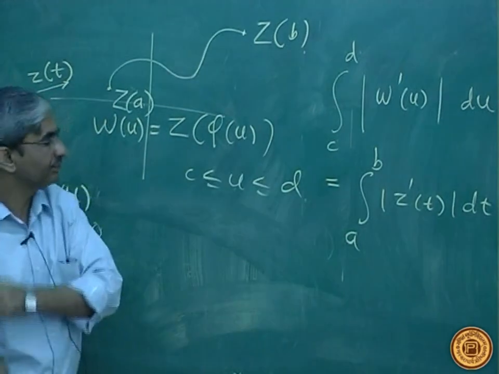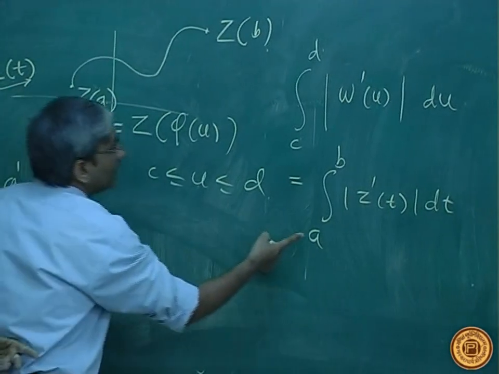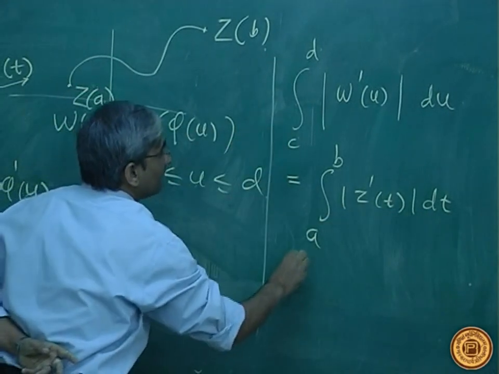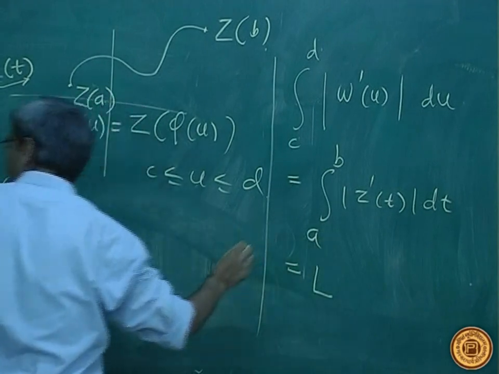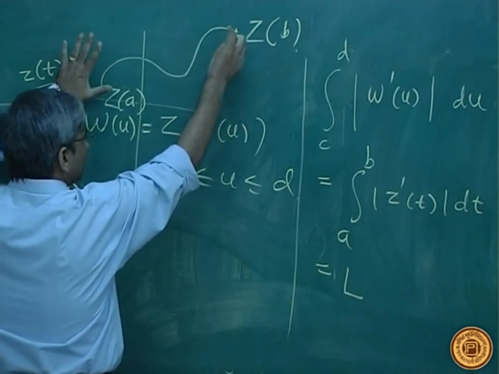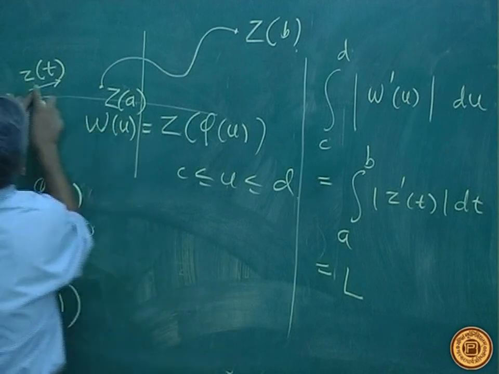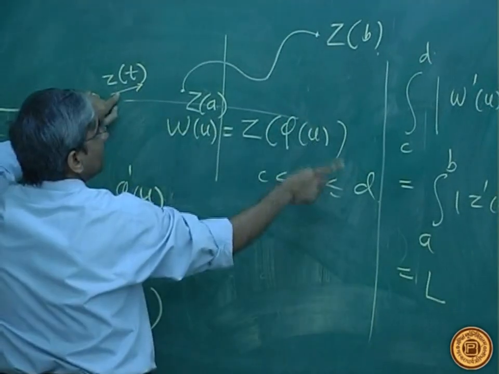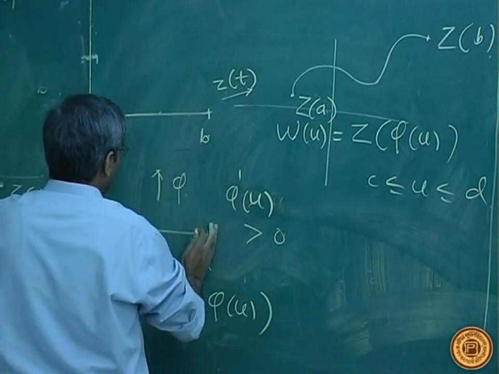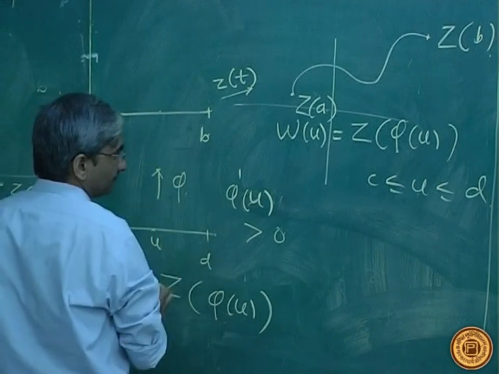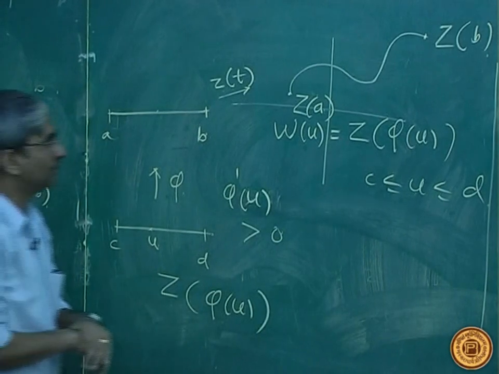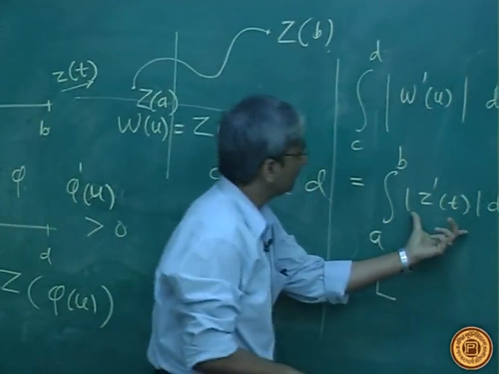Let me repeat again, that if you have this integral from a to b of mod z prime t dt, which is actually length, this is the definition of length. We have just now defined the length of the curve. It's the same curve, but it has different parameterization, one in terms of u, other in terms of t. But what we are proving is that the length will remain the same whether you parameterize on interval a b or c d, or by a parameter t or by u, by the function z t or w u. The length will remain the same. That is what is proved here, because this is the definition of length.